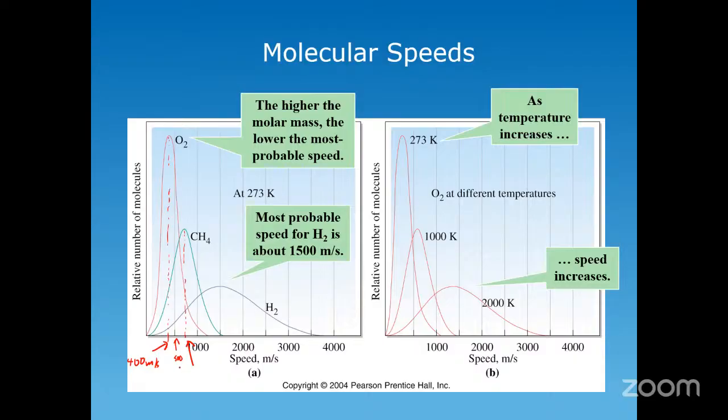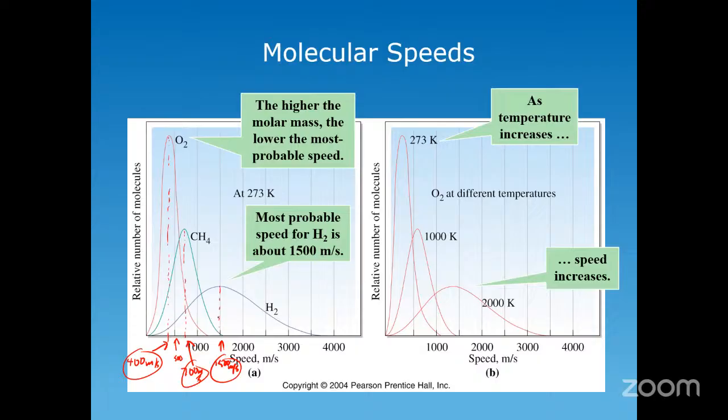About 700? Okay, I would say 700. And then in the case of hydrogen, the maximum is almost at this point right here. So this is about what? 1,500, right? Okay. So these would be the root mean squared speeds of the different gases, right?